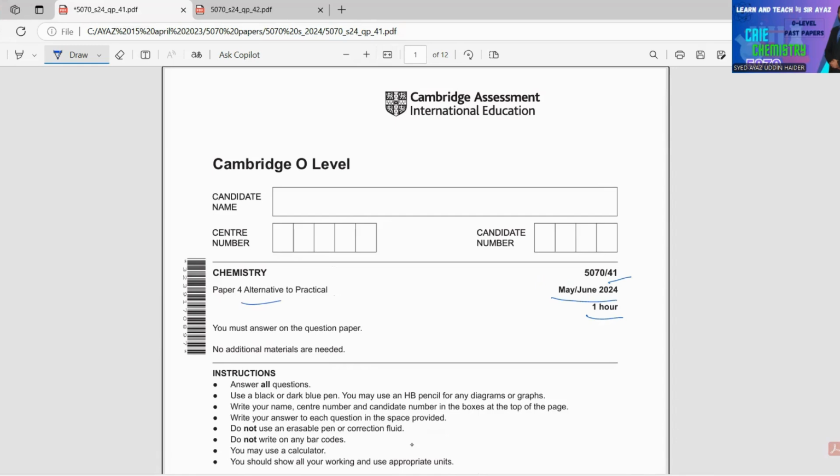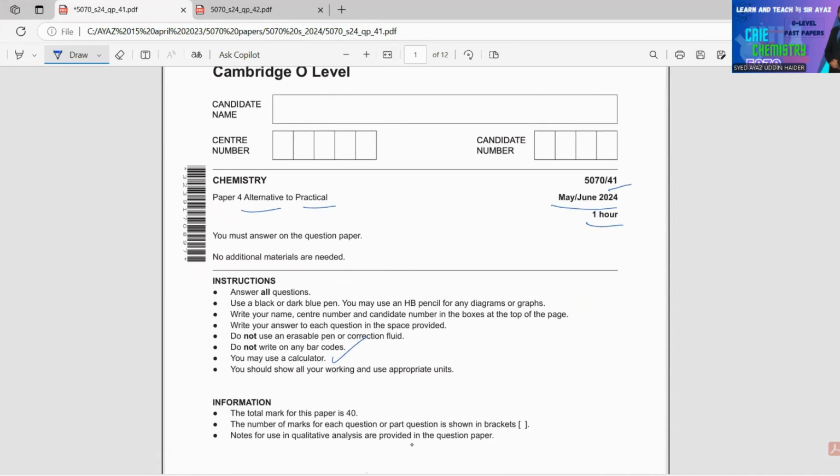Paper 4 is alternative to practical. You have to answer all the questions, all the answers in the question paper. No additional materials are needed. So you can use calculator in this paper. You can show your working and use appropriate units. Total mark for this paper is 40. Remember, there won't be any periodic table in this paper.